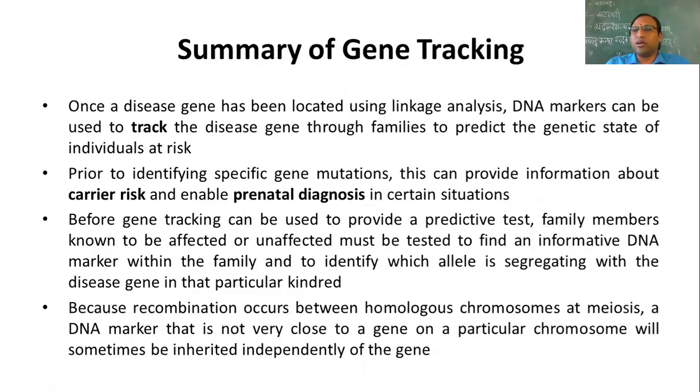So coming to the summary of gene tracking and the mapping of disease loci: once a disease gene has been located using linkage analysis, the DNA marker can be used to track the disease gene through the families to predict the genetic state of the individuals at risk. And prior to identifying the specific gene mutations, this can provide information about carrier risk and enable prenatal diagnosis in certain situations.